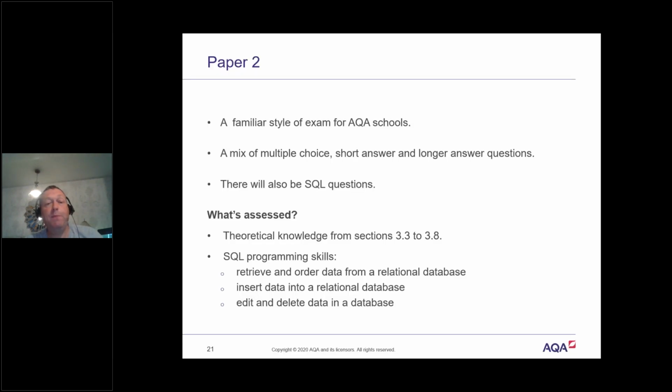Okay, so paper 2. Paper 2 is our familiar style of exam for schools, a mix of multiple choice, short answer, long answer questions. You're probably noticing in most AQA papers, there's always an OTQ or a multi-choice question somewhere or other. And what's assessed is subject content from sections 3.3 to 3.8, and also SQL and the relational databases topics.